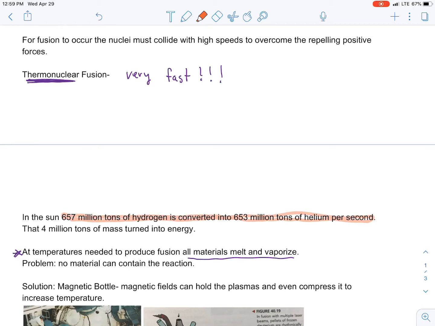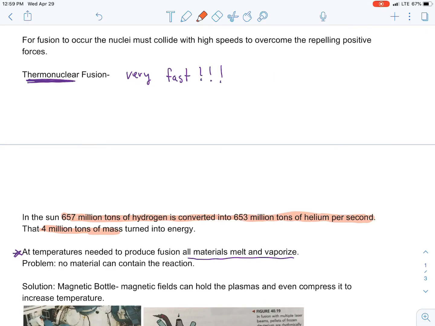Okay, now those numbers don't match up, right? And the reason is because that other mass is then lost to energy. It becomes energy, E equals mc squared. And so 4 million tons of mass turns into energy. So just times that by the speed of light squared, and you can see that's a lot of energy produced. That's per second. Okay, so the sun is losing 4 tons of mass per second, all being converted into energy.